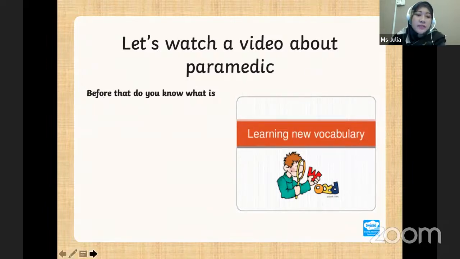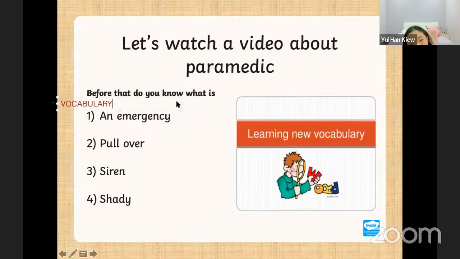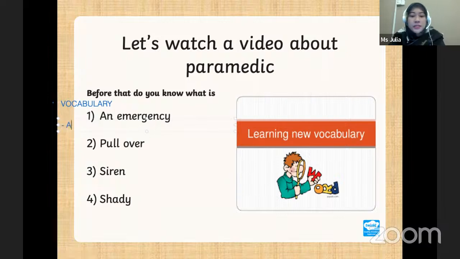Okay, so now let's write some vocabulary first. Okay, Yahan, how about vocabulary? Emergency. Any idea what's the meaning of emergency? Emergency is important a lot. Okay. So wait, teacher will write down and then you can copy, yeah. So a serious. Okay, you can copy on your notes.